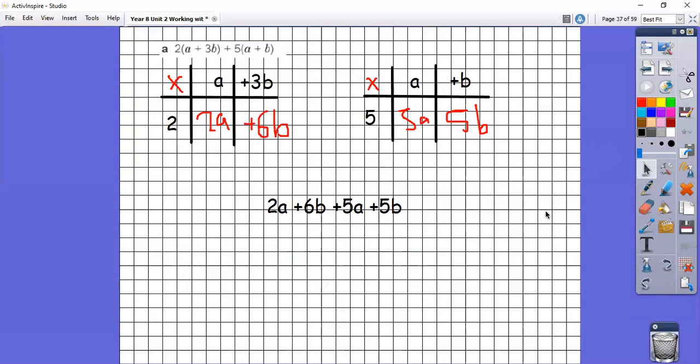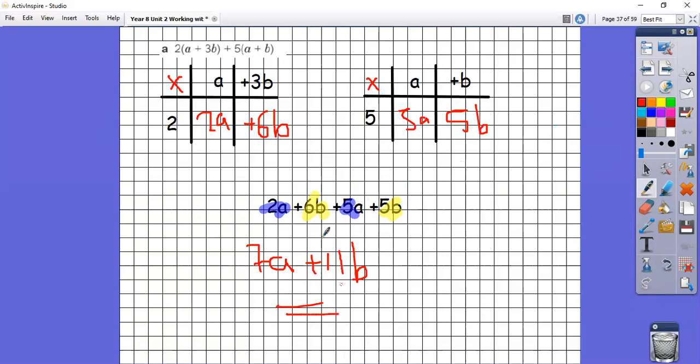So which two are the same? So let's get our highlighter. We've got 2a and 5a. So that will be 7a. 2a plus 5a is 7a. And then the other two creatures or terms which are the same. So we've got 6b plus 5b is, so that's a positive 11b.